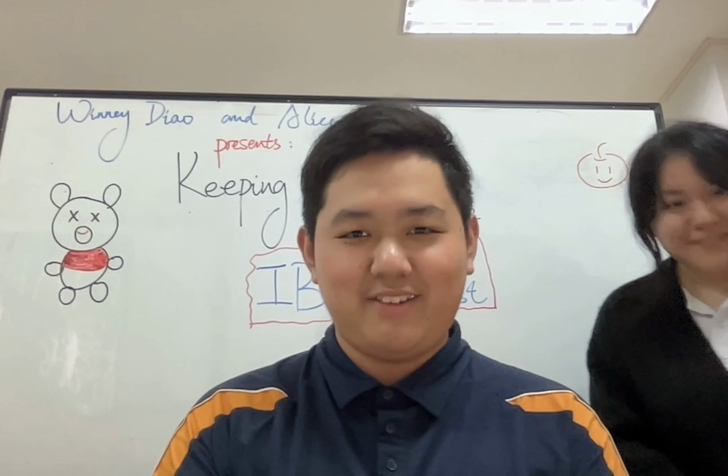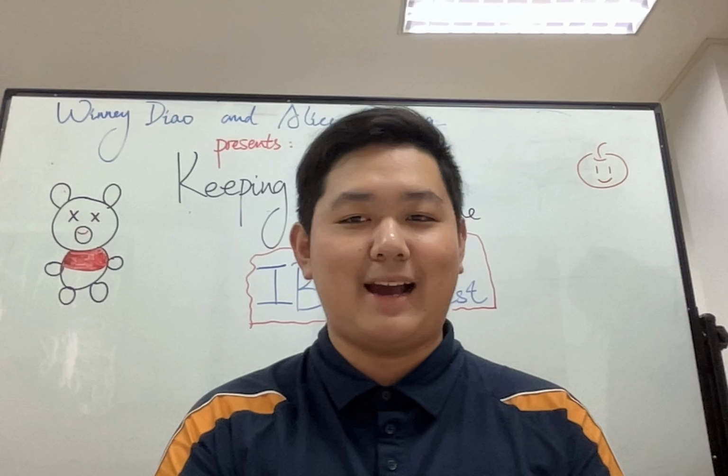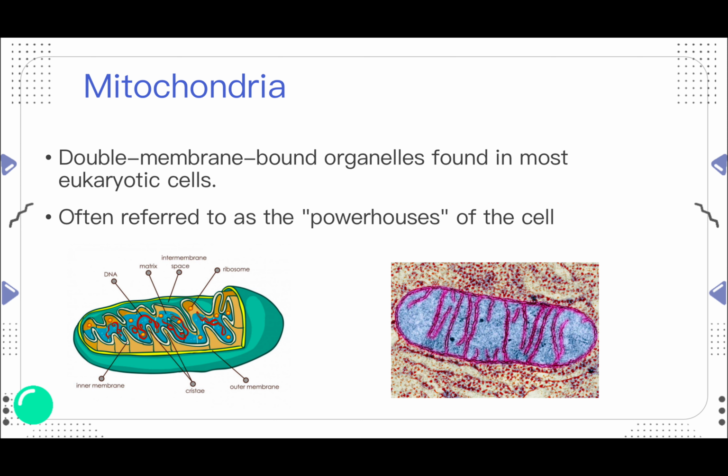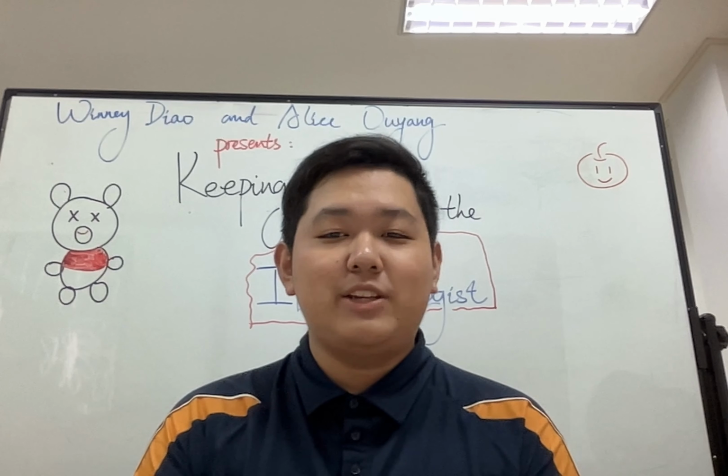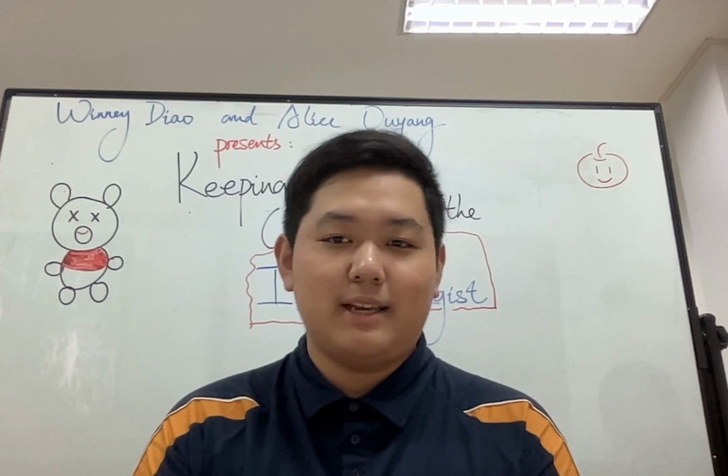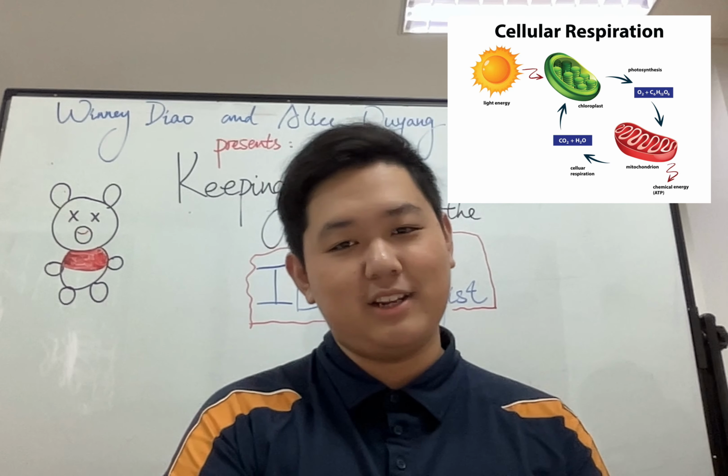Mitochondria are often referred to as the powerhouse of the cell because their primary function is to generate energy in the form of adenosine triphosphate, also known as ATP. And they generate ATP through a process called cellular respiration.